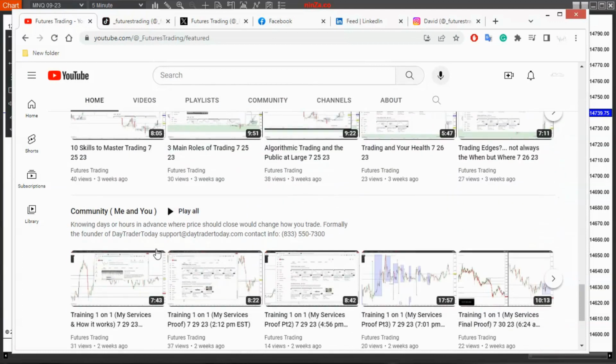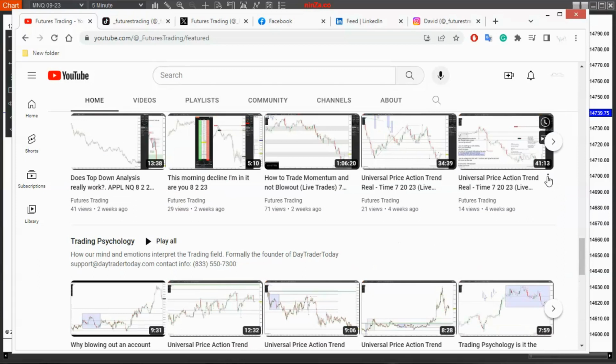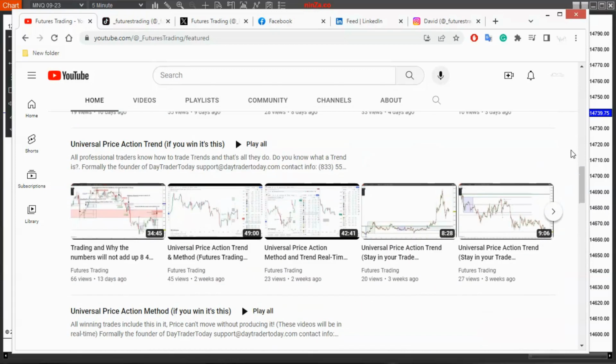Knowing days or hours in advance where price should close would change how you trade. All right, so remember, a professional has a particular knowledge. He has a particular knowledge to, I guess, fulfill his specific role.